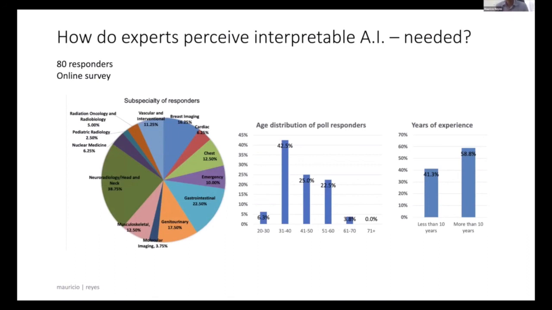Here you see this distribution of specialties. So this was 8 responders, what you see here. Later we extended to 100, but the results were more or less the same. Age distribution and years of experience. We did not find a correlation between the years of experience and the need for interpretability, as we actually expected to see some of the younger people willing to use this more than the more experienced doctors.